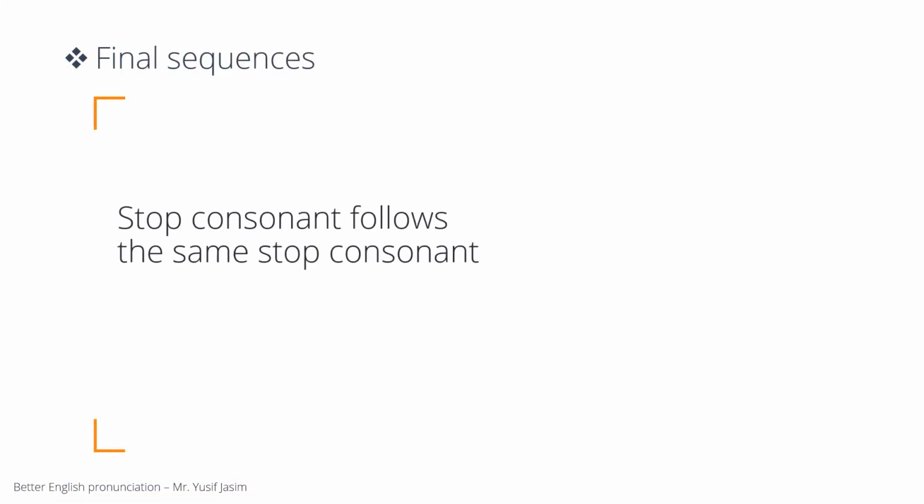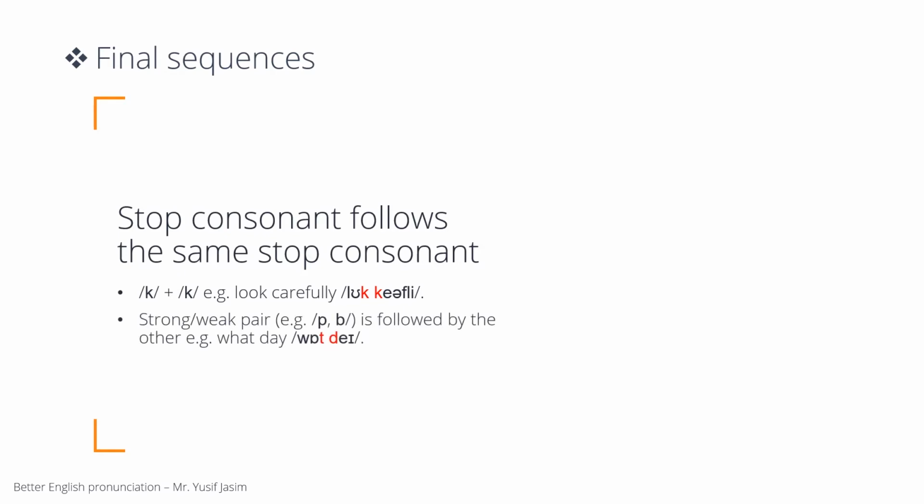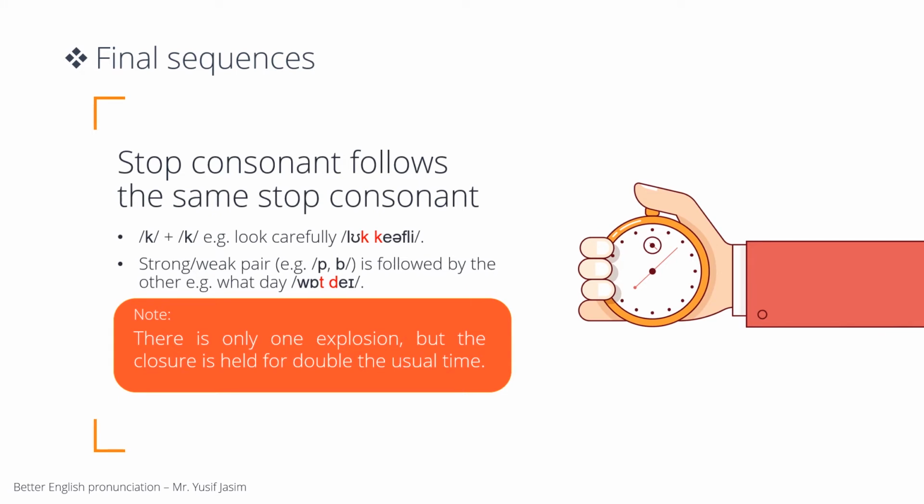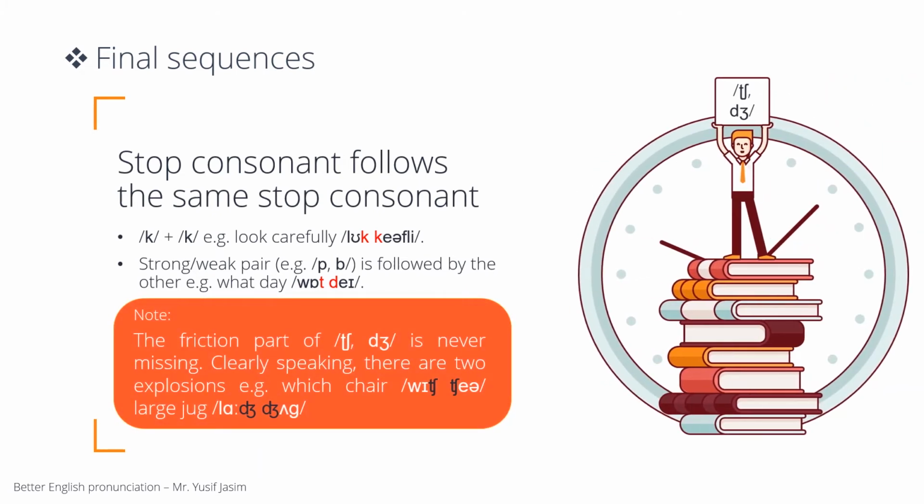What happens if a stop consonant follows the same stop consonant? When the stop consonant follows the same stop consonant, i.e. k plus k, as in look carefully, or when one of the strong-weak pairs, p or b, t or d, or k or g, is followed by the other, as in what day, there is again only one explosion, but the closure is held for double the usual time. But the matter is different for ch and j. The friction part of the sound is never missing. So in which chair, large jug, the ch and j are complete in both places. Clearly speaking, there are two explosions.